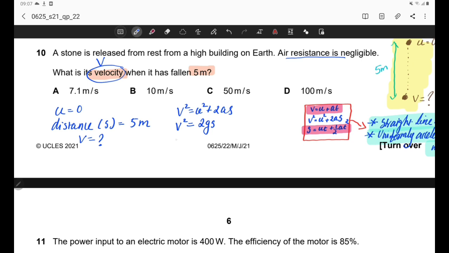In order to calculate velocity, we have to simply take V, not V square. So V will be the square root of 2gS. Now we can substitute the values. Square root of 2 times g, the acceleration due to gravity, which is constant, that is 10, times S, the distance travelled by the stone, which is given as 5. Therefore, we will get 10. 10 meter per second is the velocity of the stone under free fall when it travels 5 meter. Therefore, the correct answer is option B.